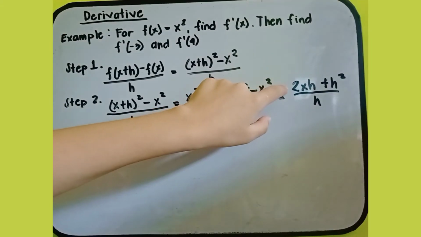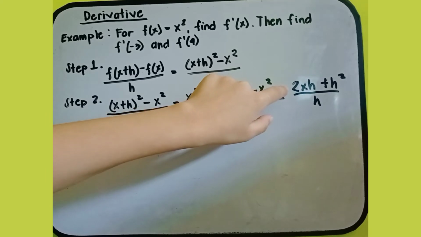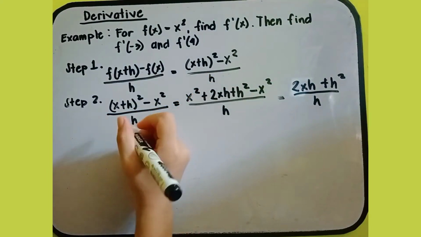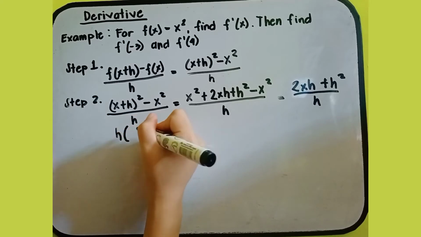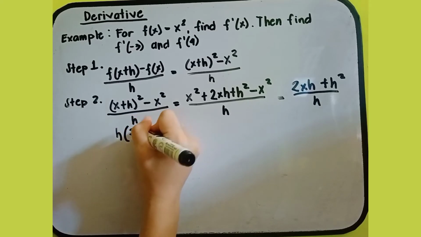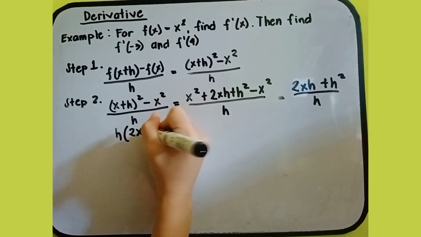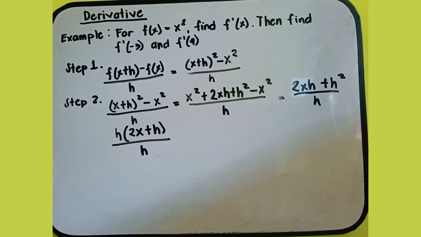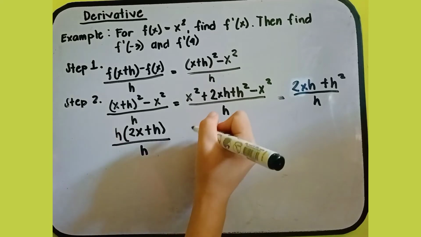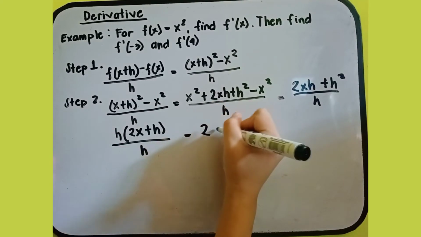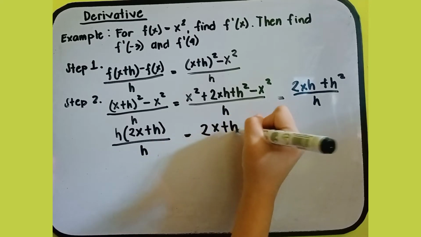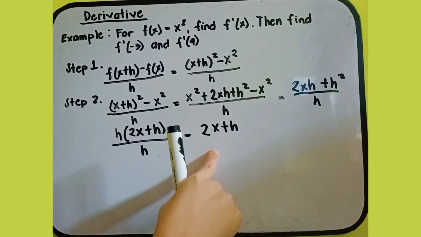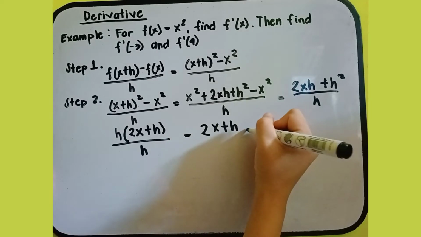And factoring the h out, we will get h multiplied by 2x plus h, over h. Then divide by h, so we will get 2x plus h, where h is not equal to 0.